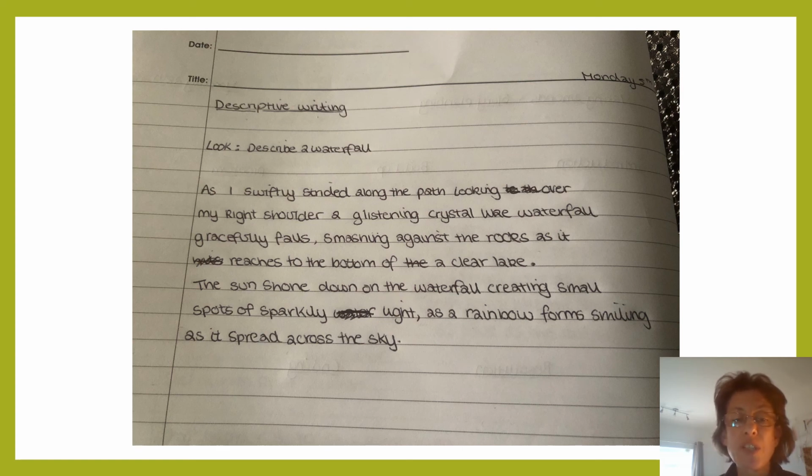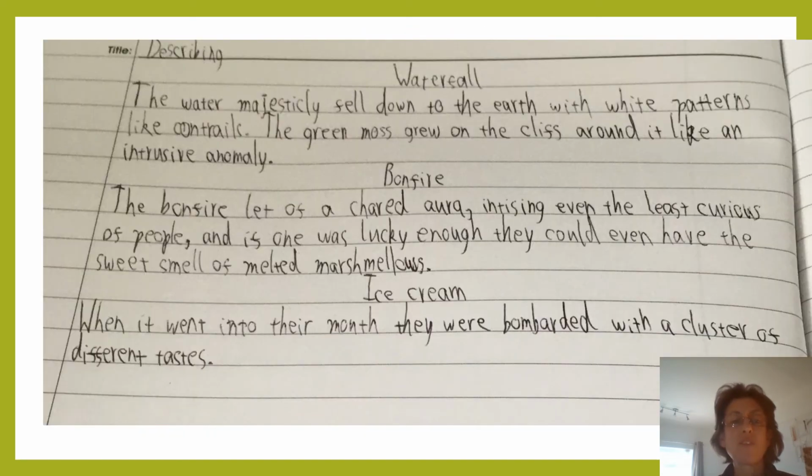The sun shone down on the waterfall, creating small spots of sparkly light as a rainbow forms, smiling as it spreads across the sky. A nice piece of personification. The water majestically fell down onto the earth with white patterns like contrails, which I learnt are the steam or smoke or vapour trails from an aeroplane. The green moss grew on the cliff around it like an intrusive anomaly.